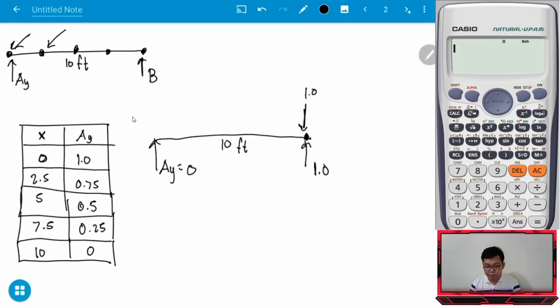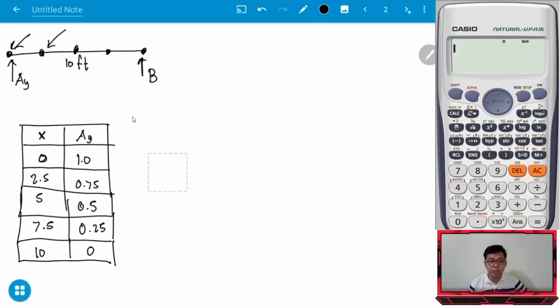Therefore, guys, we now have coordinate points. That's what we will use to create our influence diagram for the reaction at A. So, I will erase this. Again, what is our influence diagram? We have two axes, the X-axis and Y-axis. The X-axis is, of course, the corresponding length of the beam.